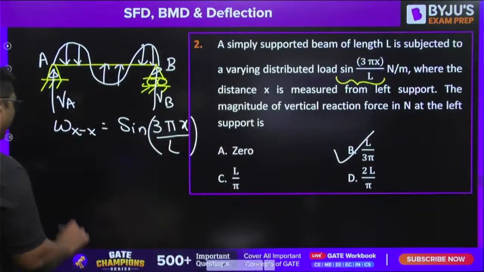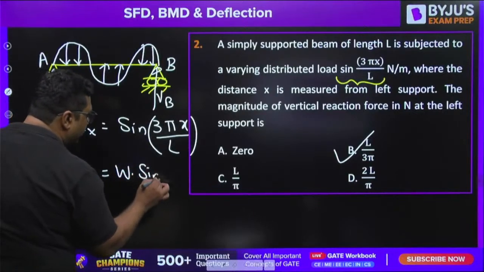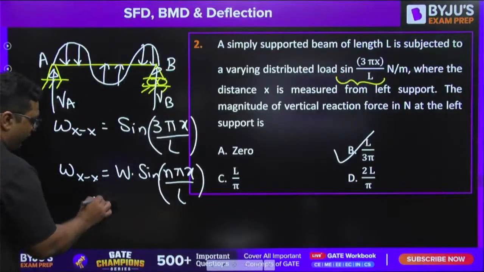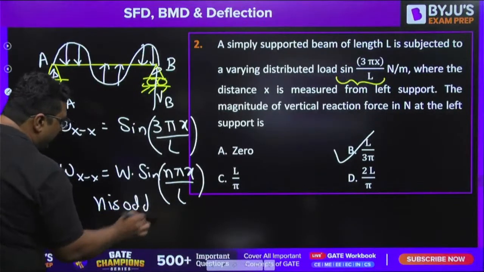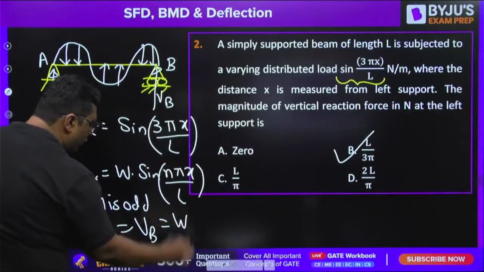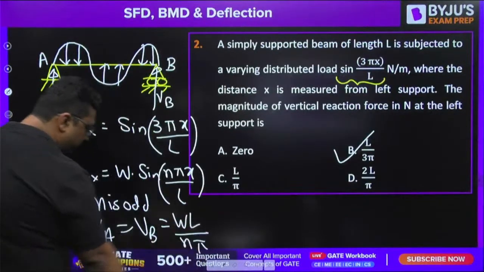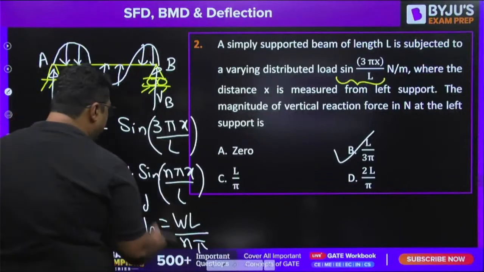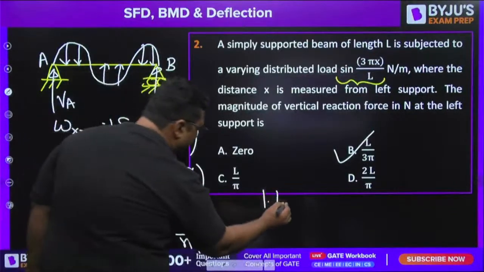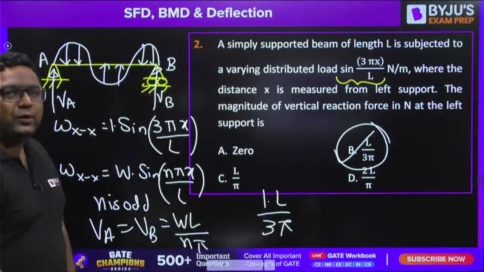You know that whenever we have W(x) as W into sine N pi x by L, by symmetry, if N is odd, then you will have the support reactions VA and VB equal to W multiplied by L divided by N pi. This will be your answer. So in our case, W is 1. So you will say 1 into L upon 3 pi. So the answer is going to be, my dear, B. Very good guys.